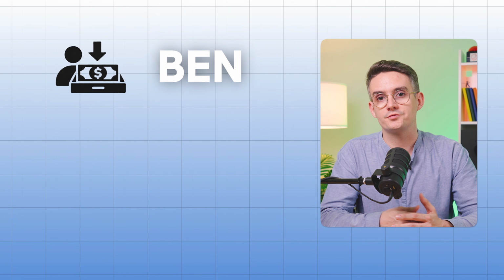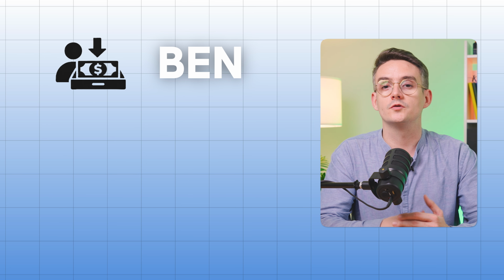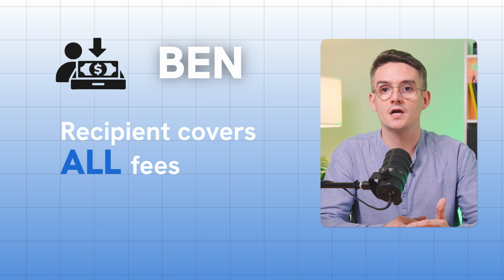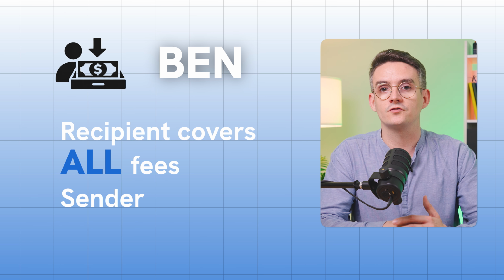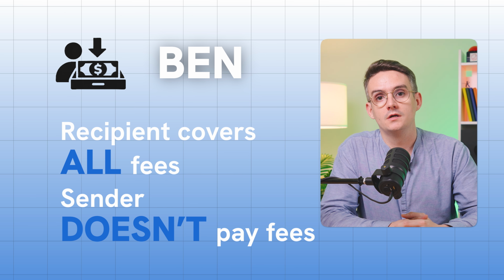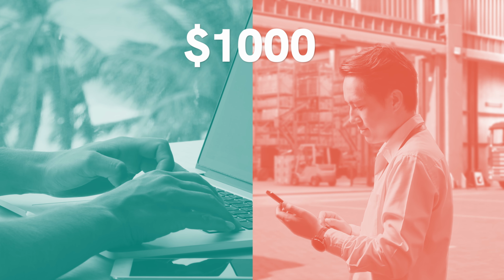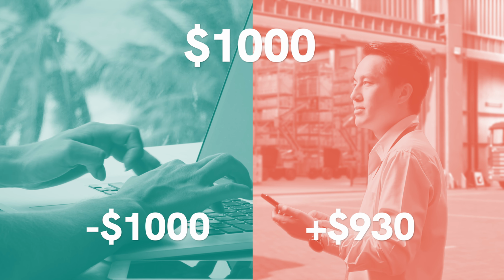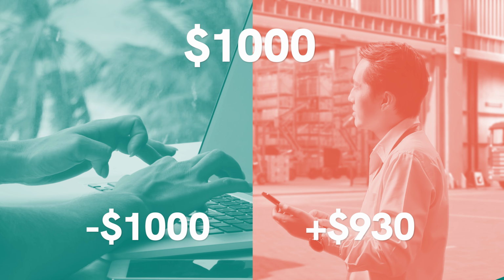Finally, there is the BEN option, where the beneficiary pays. With BEN, the recipient covers all fees, including intermediary bank fees and receiving bank charges. The sender does not pay any transfer fees at all. As a result, this option creates the largest difference between the amount sent and the amount received, since all costs are deducted before the funds reach the beneficiary.